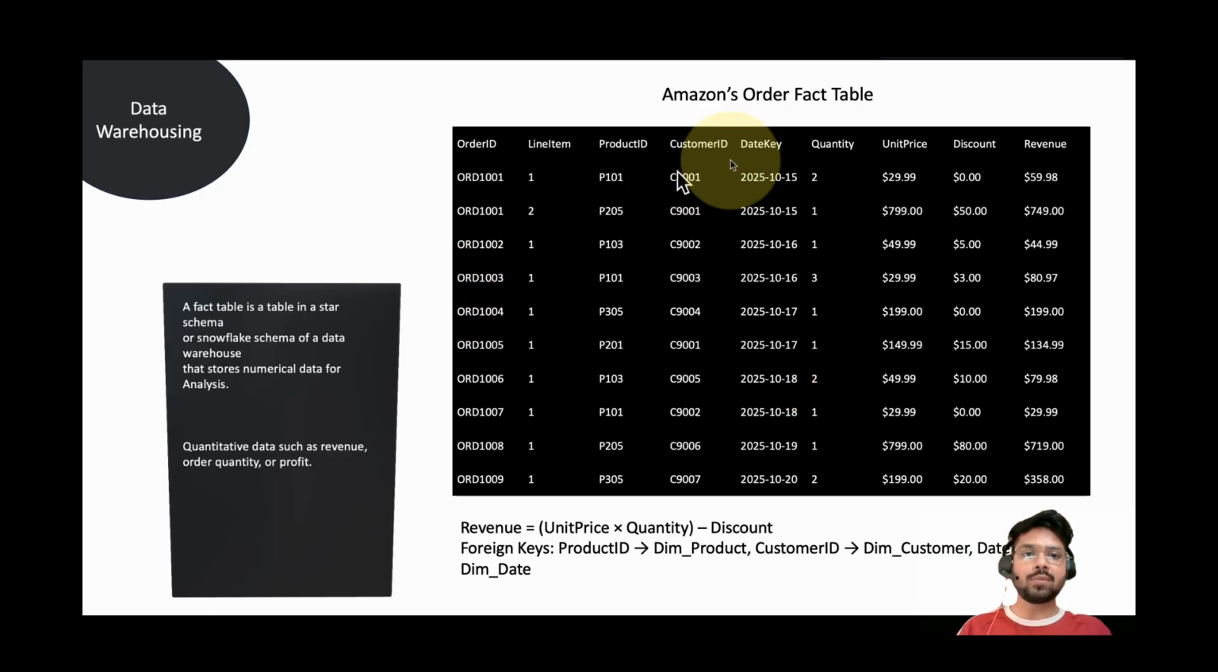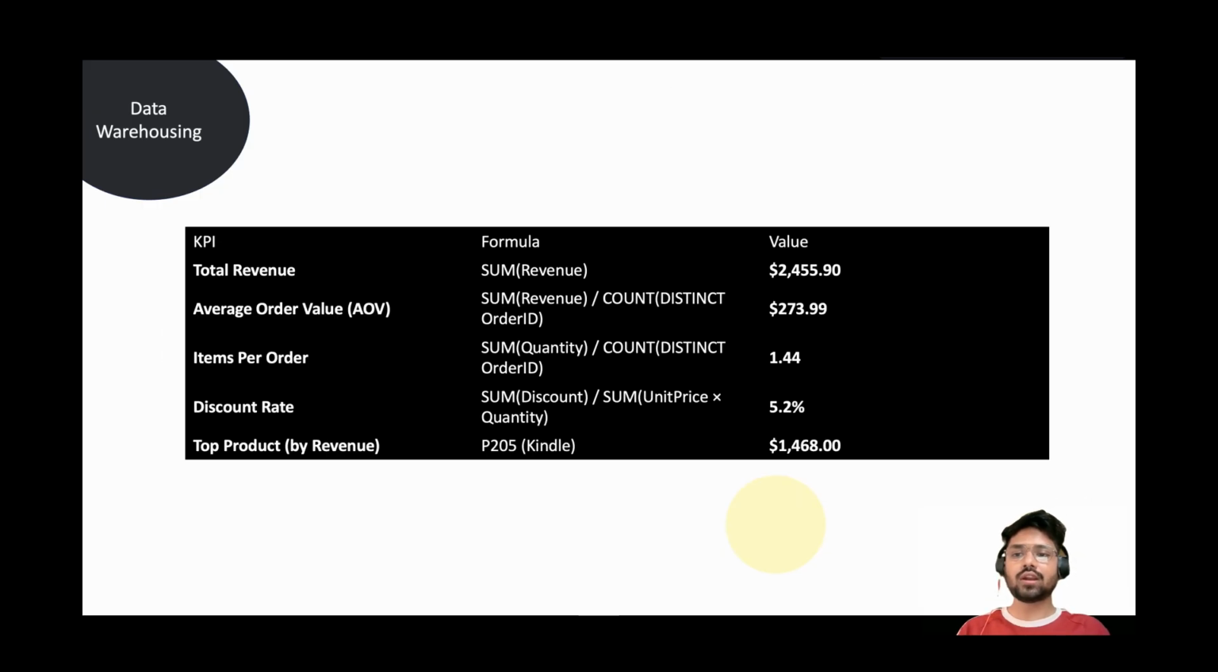So if you look at this Amazon order fact table example, here you can see in this particular example we have this product ID, we have this customer ID, we have this date dimension, which we are referring to as foreign keys. Foreign keys means these are the dimensions that this order fact table is connected to. Now, let's say we need to calculate the revenue, and this is the formula to calculate the revenue: unit price into quantity minus discount. This is how we will calculate the revenue, and this is all numeric. So, we do analysis on the numerical data, and the tables that hold this numerical or quantitative data are known as fact tables.